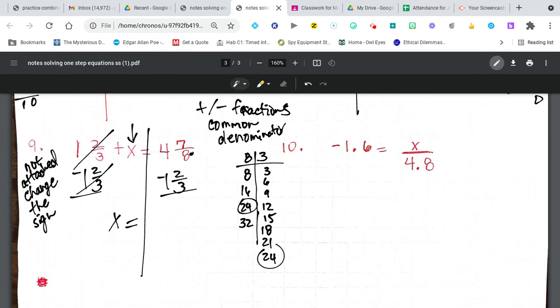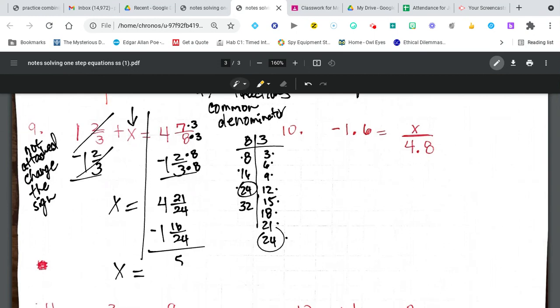So 8 times what gives me 24? 1, 2, 3. So multiply this by 3 and that by 3. That means I can rewrite that as 4 and 21 over 24. And then 3 times what gives me 24? That will be 8. Or you just count 1, 2, 3, 4, 5, 6, 7, 8. Multiply that by 8. So now that would change that to -1 and 16 over 24. Now I can subtract.